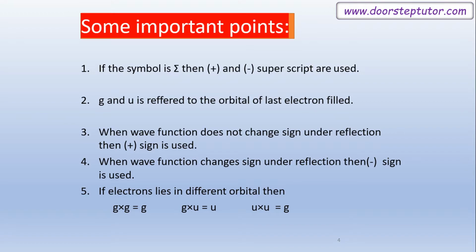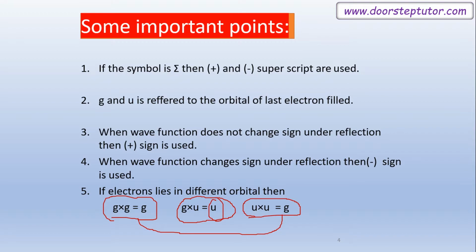In the fifth point you can see here, if the electron of the lost orbital is with G and is multiplying with another electron of the lost orbital with G, that is G multiplied with G, then it gives Z center. Clear? So G multiplied with unzerred is unzerred only. G into U or U into G, in both cases unzerred only. U into U is equal to G.